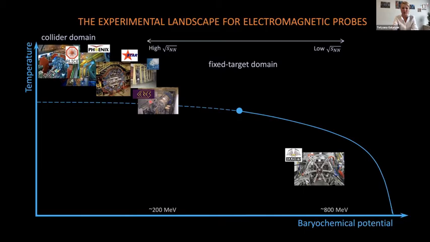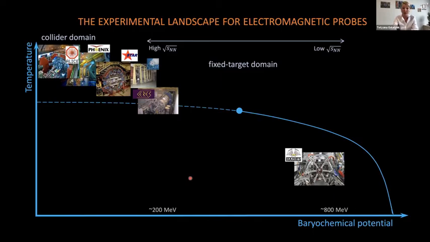On the other side, the exploration of matter at the highest net baryon densities is being done by the HADES experiment at SIS18. And as you can see already from this sketch, there is quite a gap between the SPS measurements and SIS energy. This is exactly the regime where phenomena like the first order phase transition or the QCD critical endpoint are predicted by theory. Therefore, exploration of this region by experiments would be absolutely essential.